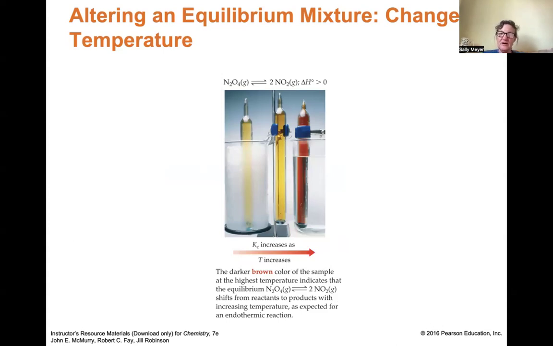So as you go from ice on the far left to, in this case, the water that's been heated up on the far right, you go from low temperature to high temperature. If delta H is positive, then heat is a reactant, and so you're forcing the reaction to go to products. So you're going to see that darker color on the right because you're getting more NO2 at higher temperatures.